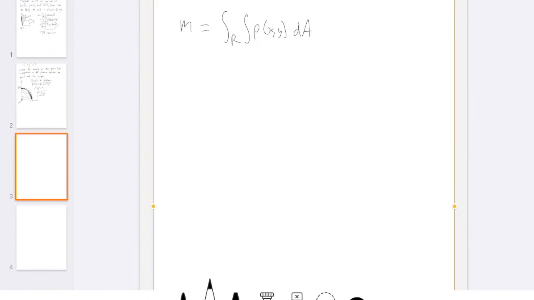I want to point out this is incredibly similar to the equation we had in 13.2, where volume is the iterated integral with f of xy dA. The only difference is the letter. So instead of having a z value at every point, you just have a density value at every point. And the process for solving it is basically the exact same as 13.2.